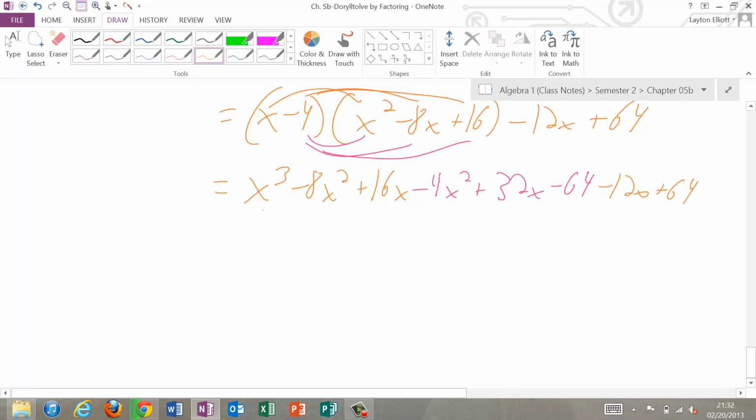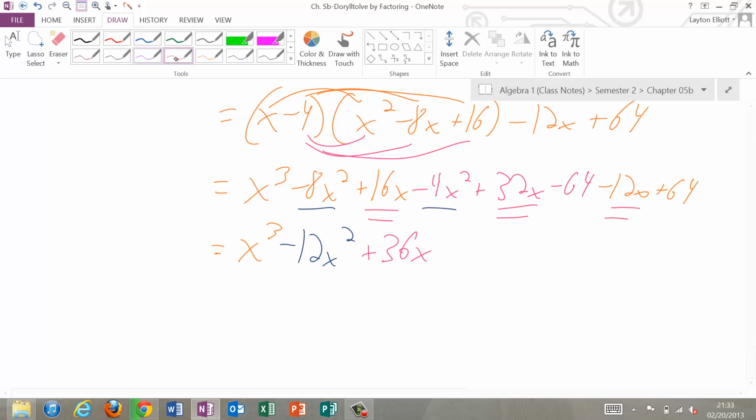Then we have to add some like terms. The x cubed is going to stay. The x squared terms are here, here, and that makes us negative 12x squared. The x terms are here, here, and here. So that's 36x. And the constant terms cancel each other out, 64 and negative 64. Okay, look at what's left.